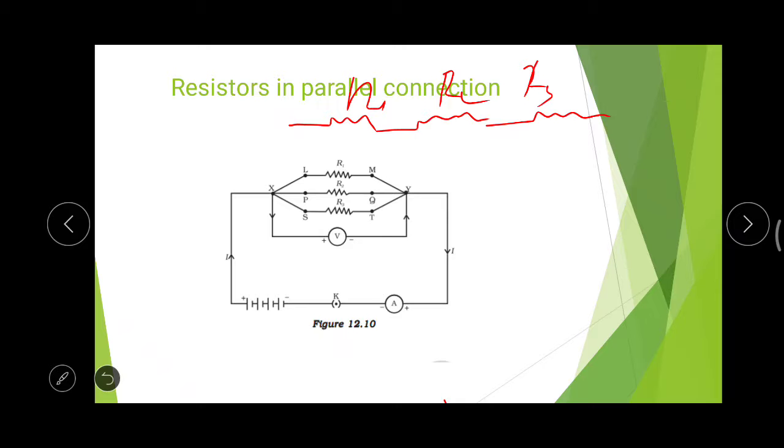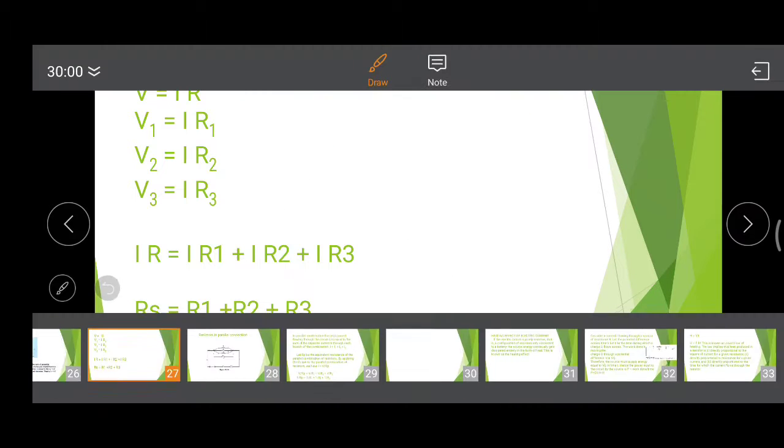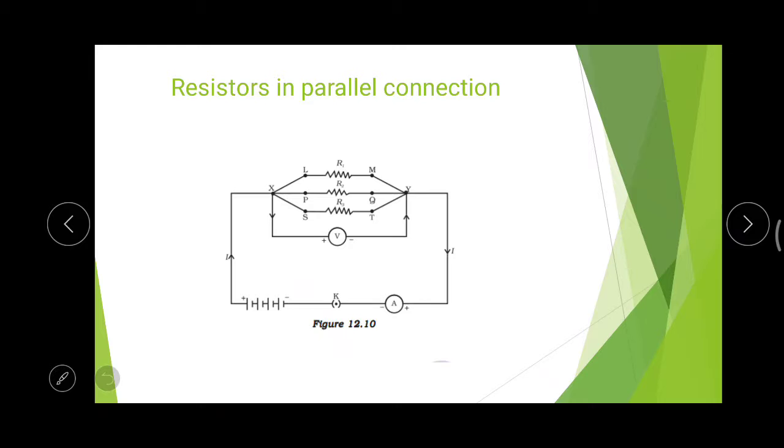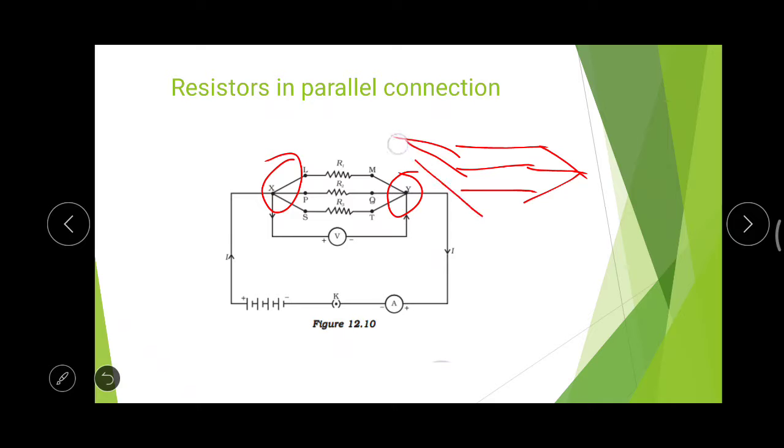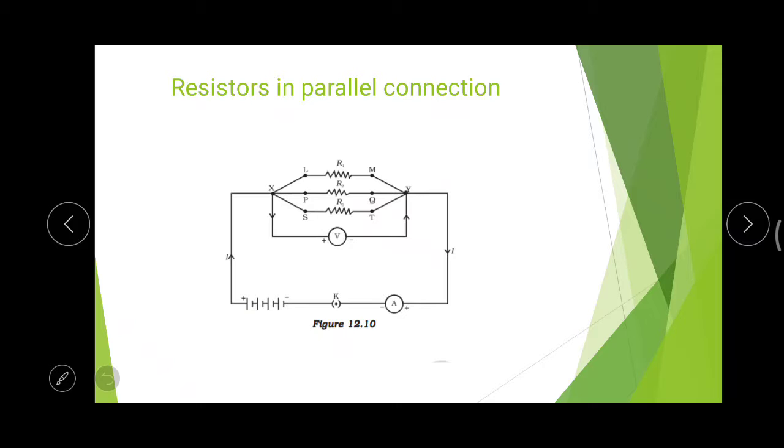But here in the parallel combination, one terminal of each resistor is connected at one junction, and the other terminals of the resistors are connected at the other junction. So you can see the resistors R1, R2 and R3 here are connected parallelly, and the terminals are connected at two different junctions. That's why it is known as the parallel combination.